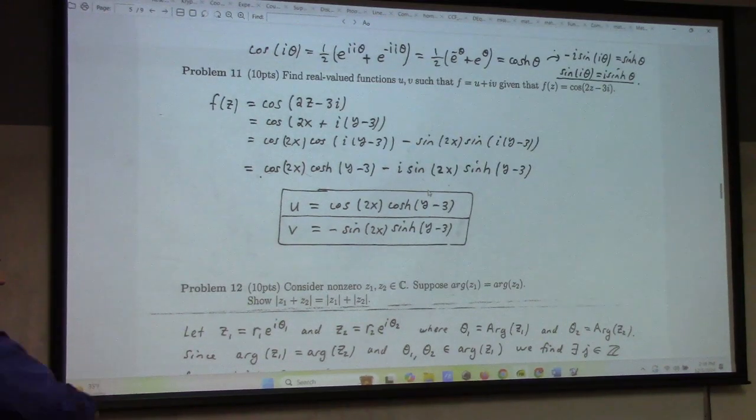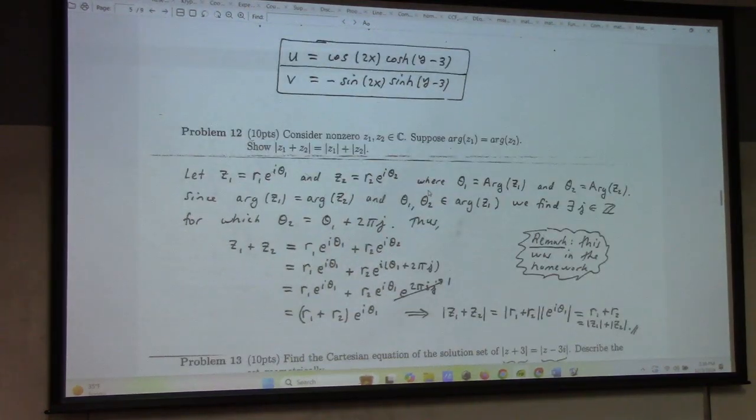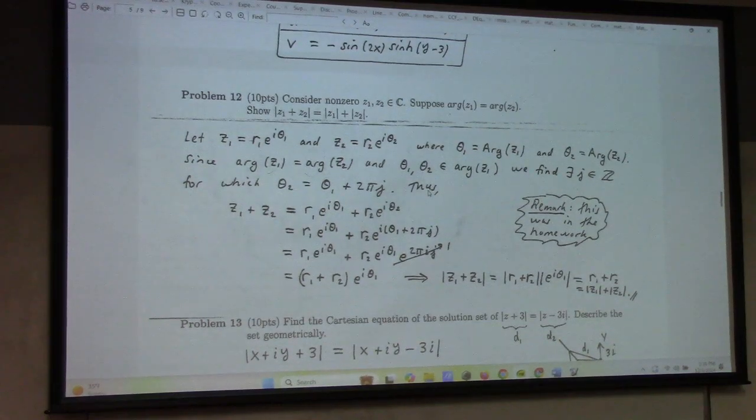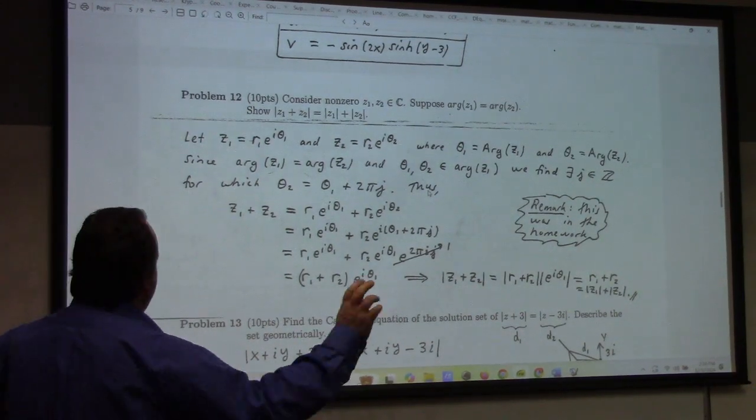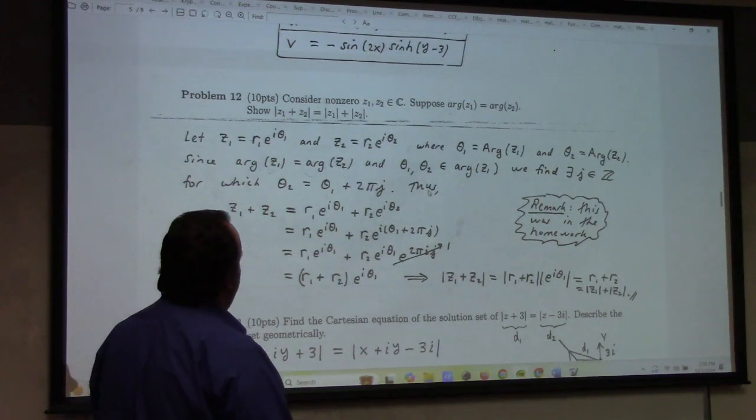Problem 12 was in the homework, I think. I don't think I just sprung this on you guys on the test. I think this was in the homework. Oh yeah, there's a remark. This was in the homework. And there was a lot of floundering on this problem, if I remember right.